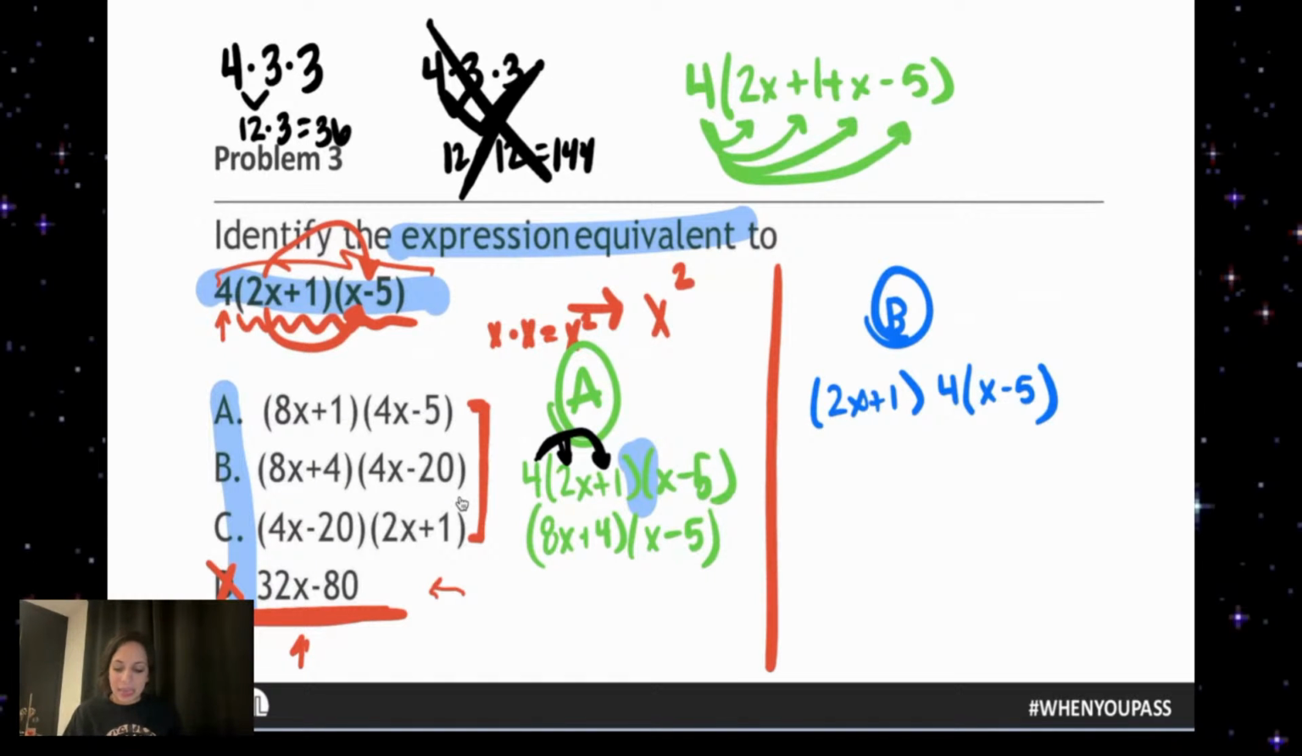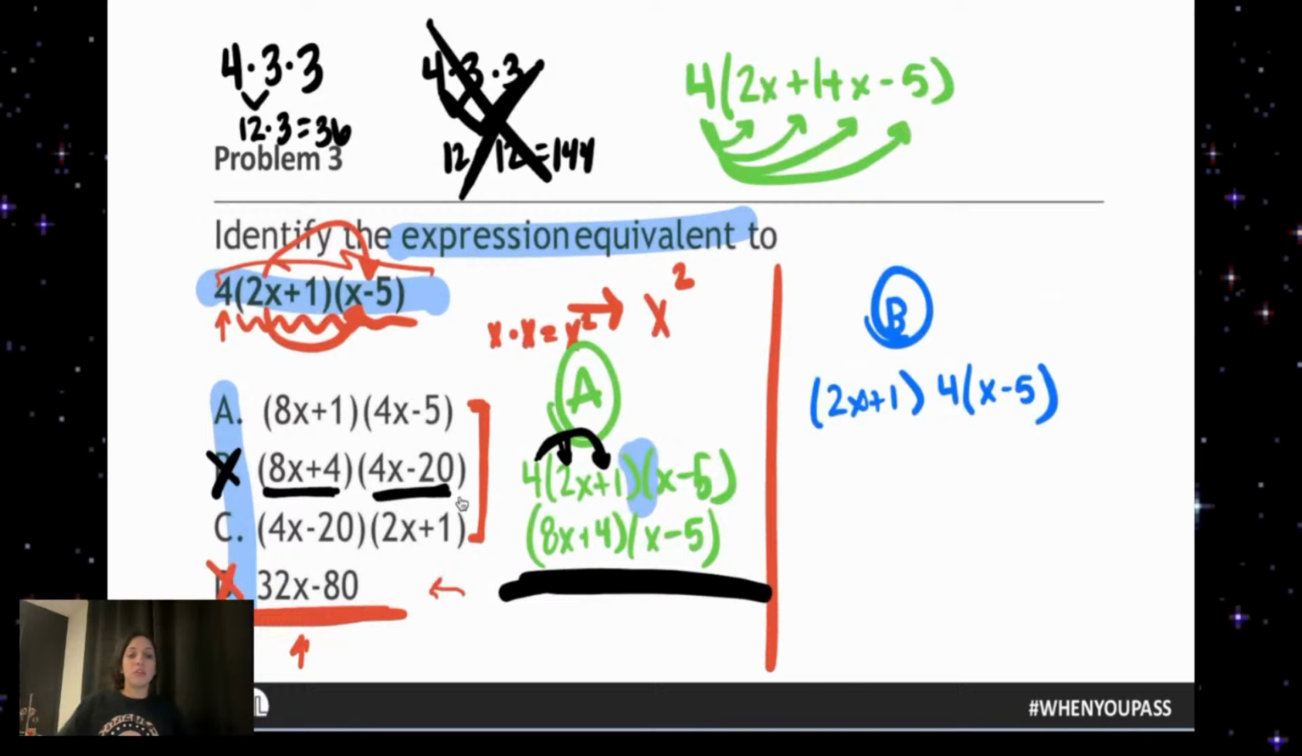So is this an answer? 8x plus 4. Well, the only one with an 8x plus 4 is this one. And did they leave it as an x minus 5? No. They multiplied that 4 into the x minus 5, and that is not accurate, so it's not B.